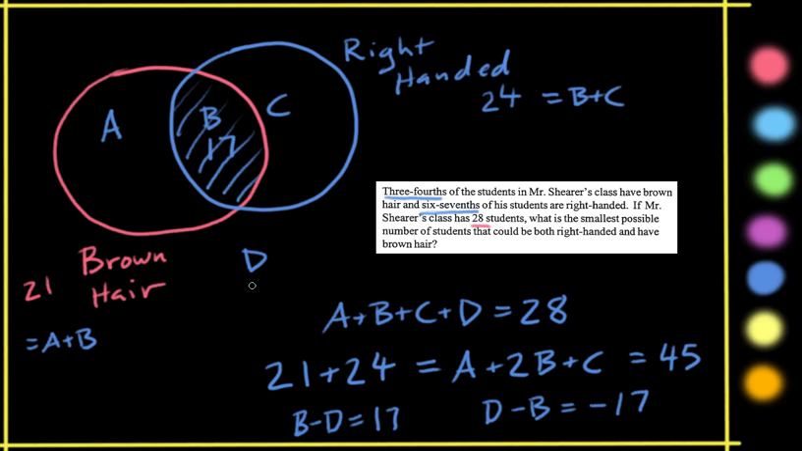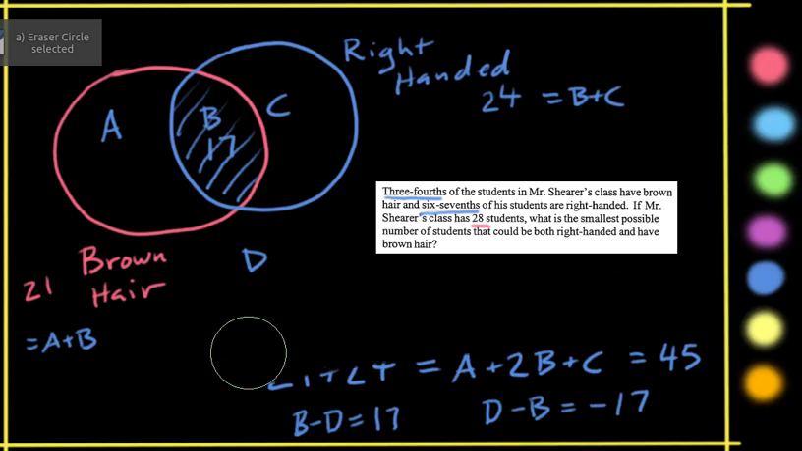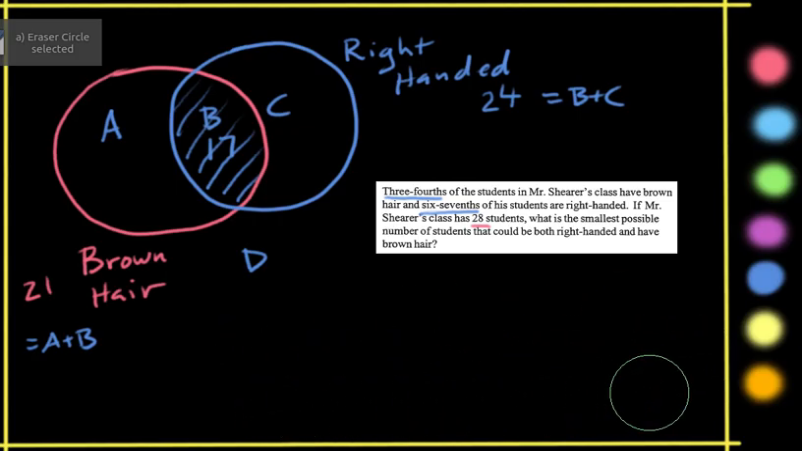And that's probably kind of an overly complicated way of doing this problem. I mean, you might see right off that D is going to have to be 0. If you have some students that have neither, that's going to give you even more that have both, right? There's a lot of right-handed students, there's a lot of students with brown hair, so there's going to have to be a lot in the overlap region.